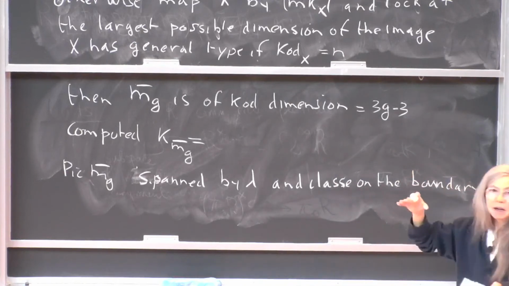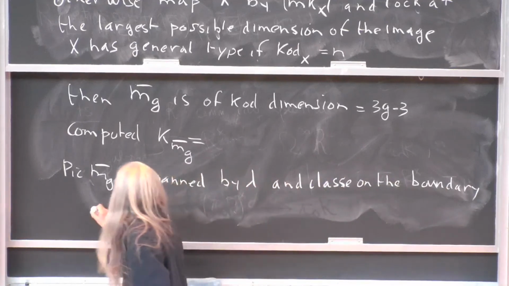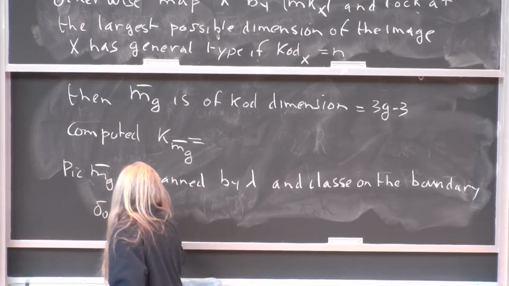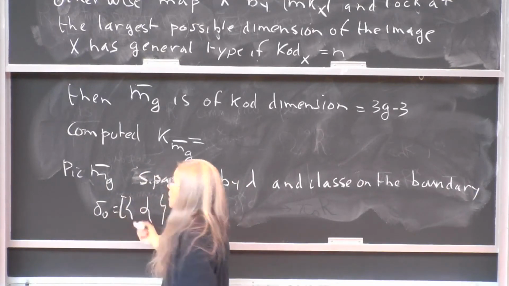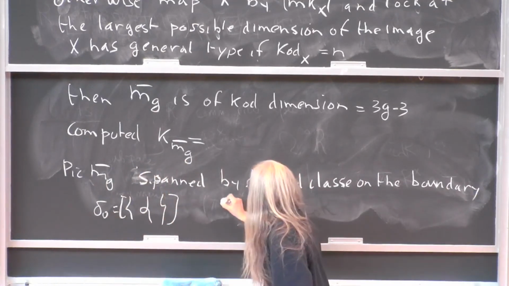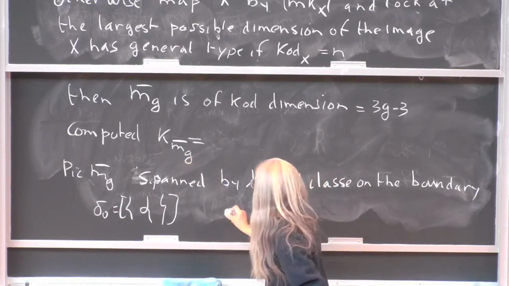We said that M_g bar is obtained from M_g by adding nodal curves. We have to look at what kind of nodal curves we can get. We can get an irreducible curve where we just identify 2 points, that gives you something which has codimension 1 in M_g bar. It's called delta 0. It's the class of curves like this. And then we can make reducible curves as well by taking components, one of genus i and the other of genus g minus i.